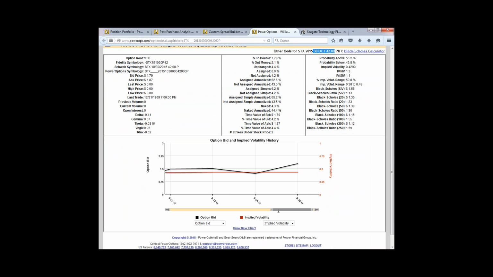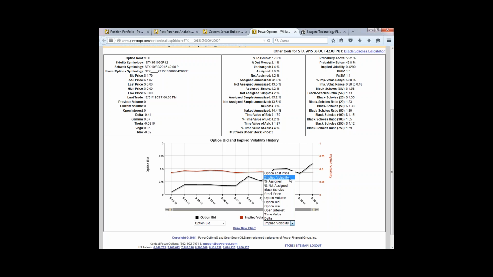So for the October 30th option, since it was released, we have a graph of the historical data where we can take a look at option bid versus implied volatility or Black-Scholes, stock price, and so on and so forth. So some different historical graphs you can view on what's called the option research page as well.